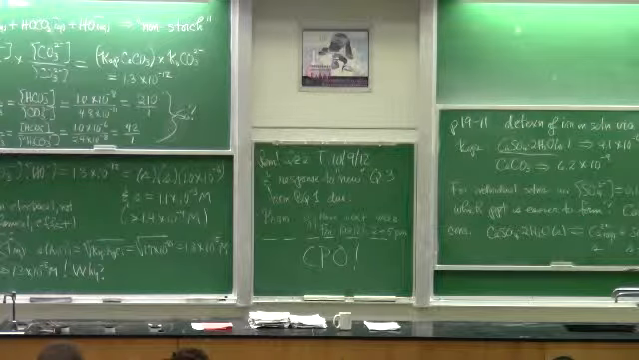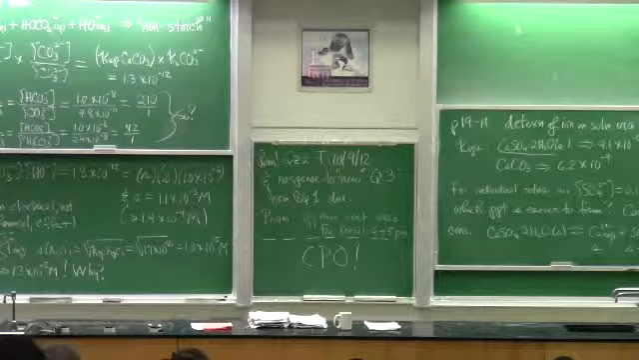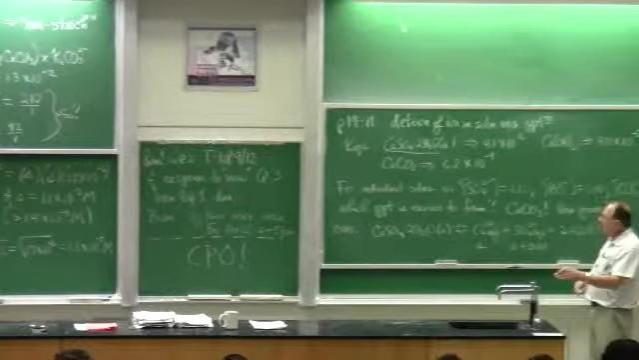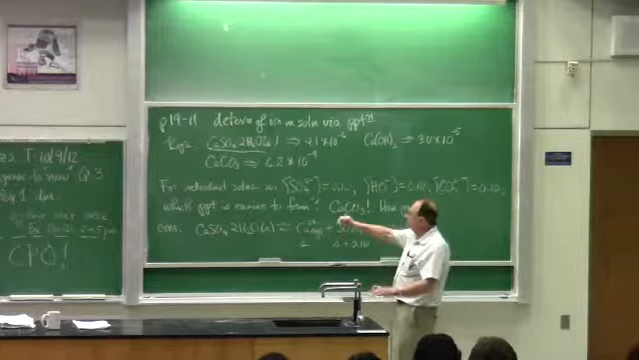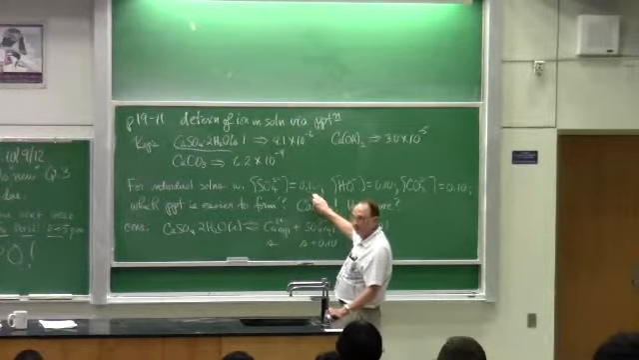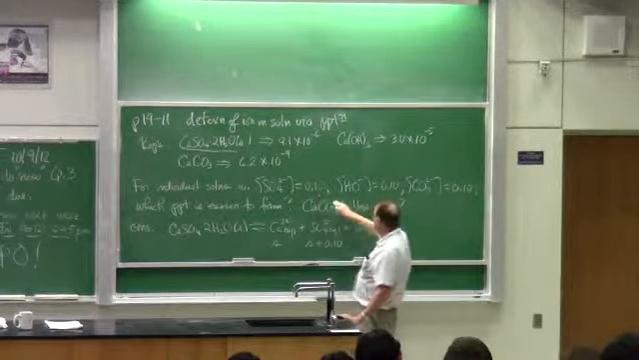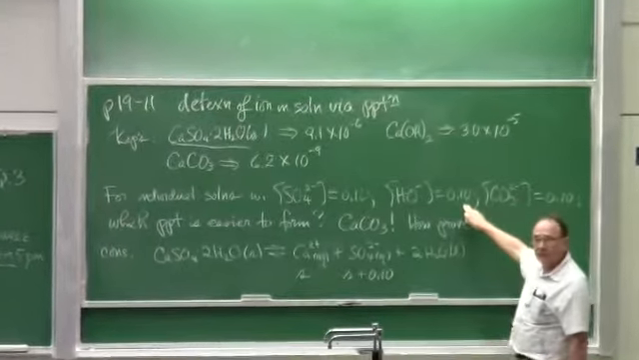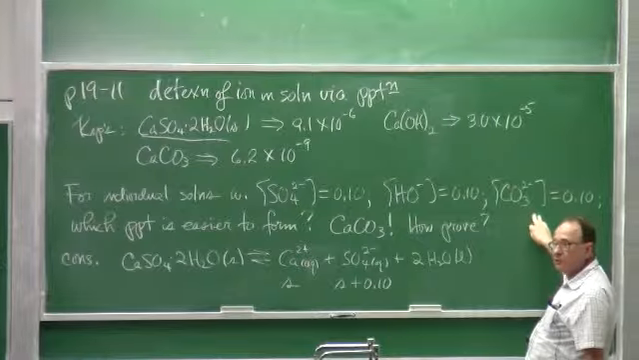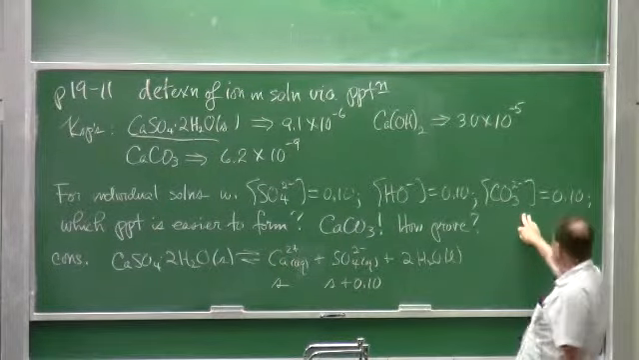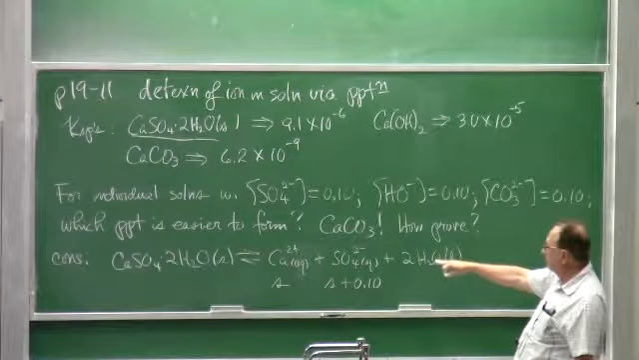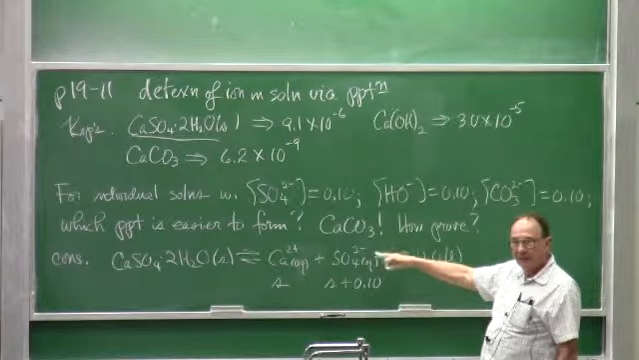Now then, what the notes show you is simple arithmetic. If I have a solution that's rich in sulfate ion at 0.1 molar, like sodium sulfate solution, another solution that's rich in hydroxide ion, like sodium hydroxide solution 0.1 molar, another solution that's rich in carbonate ion, like sodium carbonate solution at 0.1 molar, which precipitate is easier to form? It's calcium carbonate. How are we going to prove this?